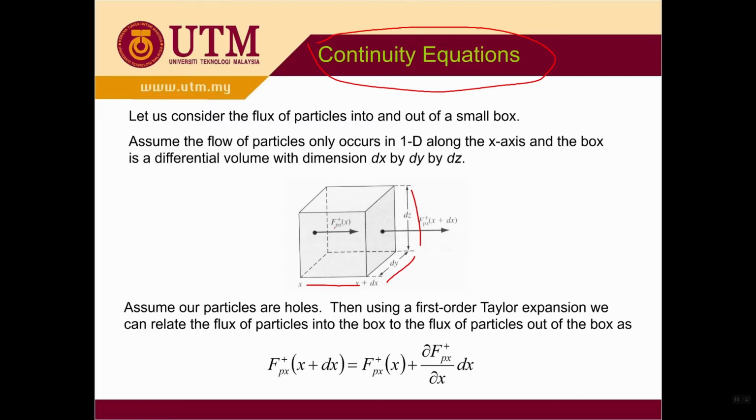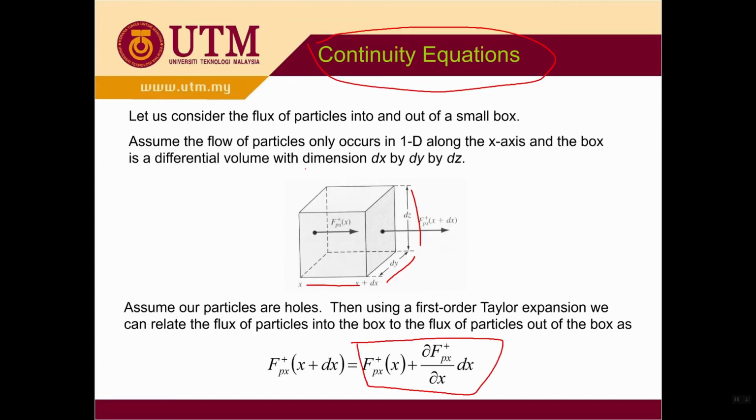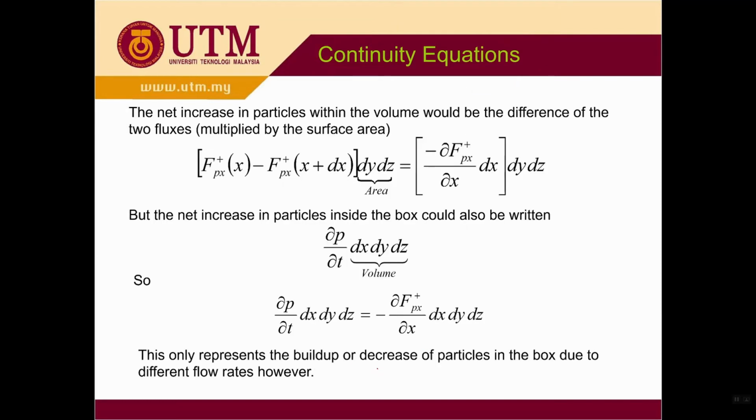F stands for flux. By using the first order Taylor expansion, we expand it, and now we only expand it to first order. Then we get an equation like this. The net increase in particles within the volume will be the difference of the two fluxes at x and at x plus dx, multiplied by the area, and this is the Taylor expansion based on this part, and we get this equation here.